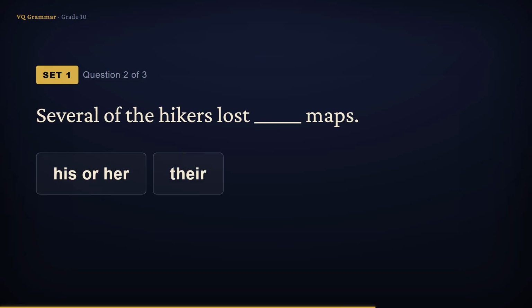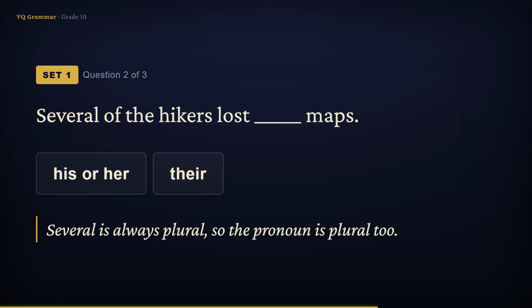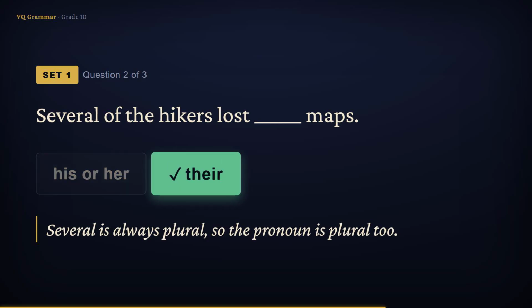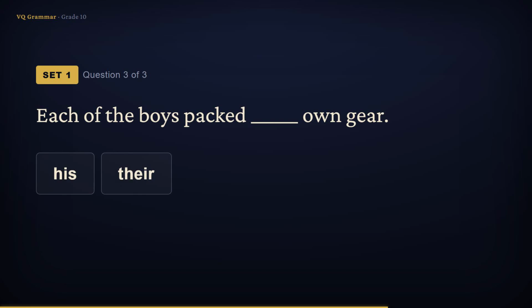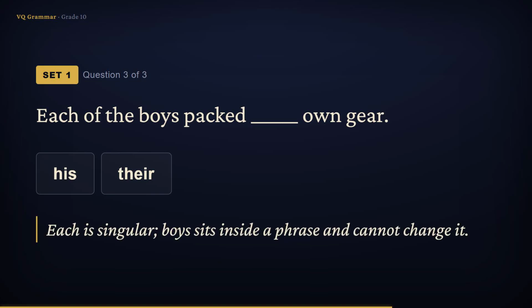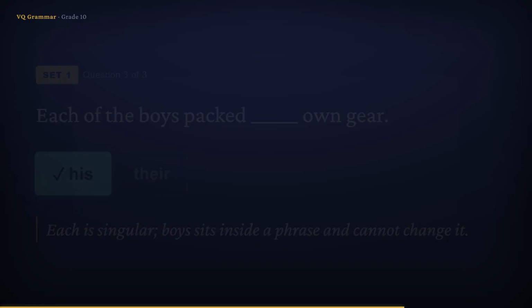Several of the hikers lost blank maps. Several is one of the 4 group 2 words, and every one of them is plural. A plural antecedent takes a plural pronoun, so the answer is their. Each of the boys packed blank own gear. Your ear hears boys and reaches straight for their, but boys is locked inside a prepositional phrase. The antecedent is each, which is always singular, and every boy here is male, so the pronoun is his.